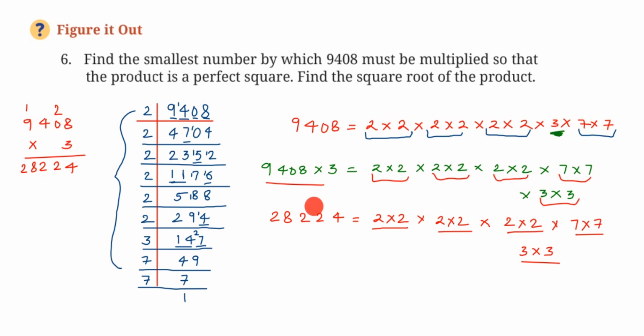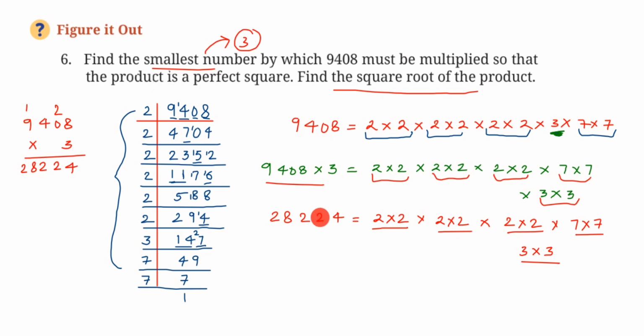So here they asked two questions. The first question is, find the smallest number by which this number must be multiplied. The smallest number here is 3. Okay, the first part is over. Next is, find the square root of the product. Now this is the product we obtained. We have to find the square root of it.